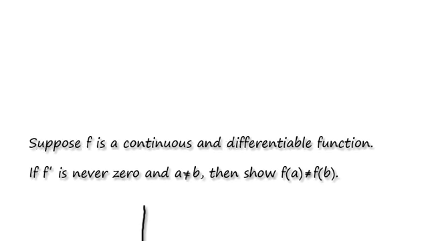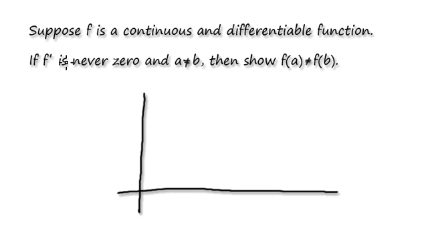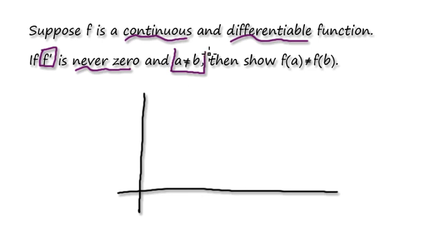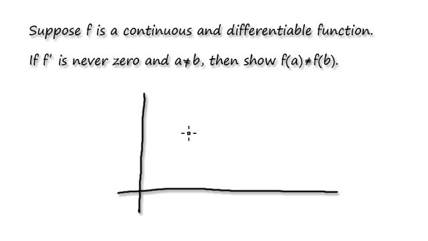Okay, let's give you guys some practice. Suppose f is a continuous and differentiable function. If f prime is never zero and a can never be equal to b, then show that f of a can never be equal to f of b. So try to understand what's going on here.